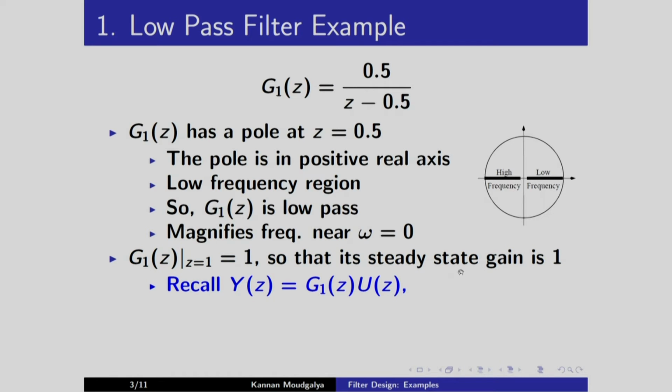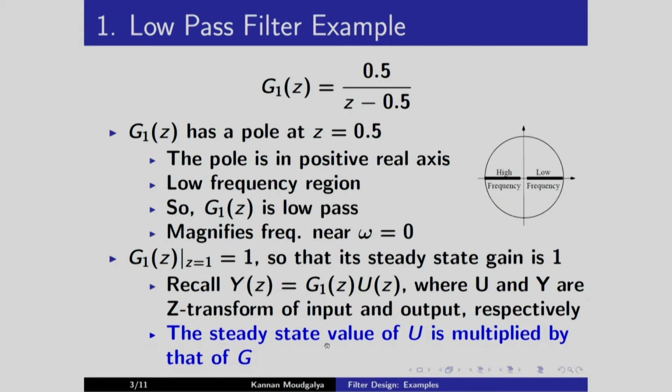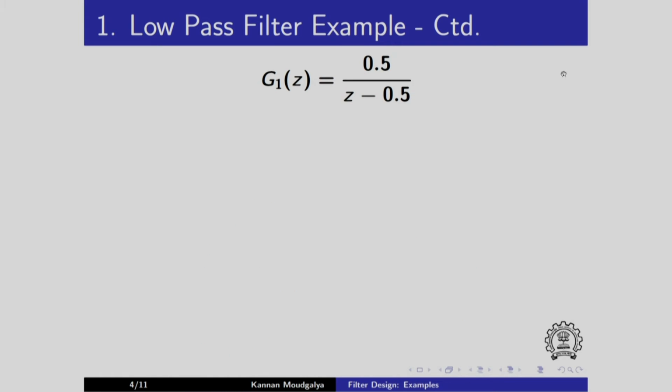Why do we call it the steady state gain? Remember, y is equal to g1 into u, where u and y are z transforms of input and output respectively for the filter. The steady state value of u is multiplied by that of g, so we call it the steady state gain. Let us continue with this filter.